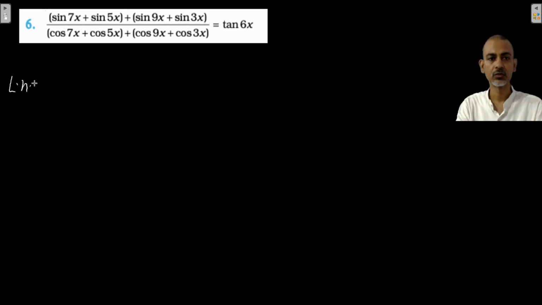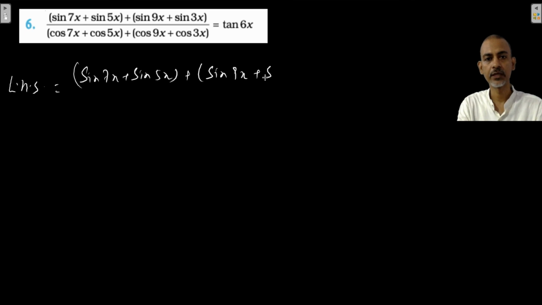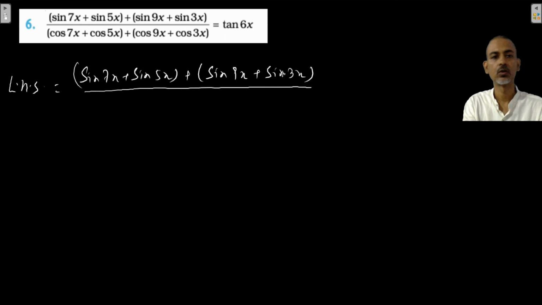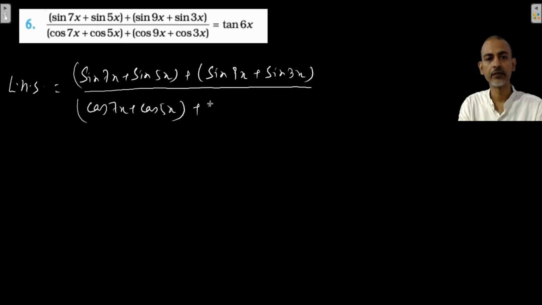Alright, so in the LHS, we have got sin 7x plus sin 5x together, and then we have got sin 9x plus sin 3x together. Then we have got cos 7x plus cos 5x put together, and then we have cos 9x plus cos 3x put together.